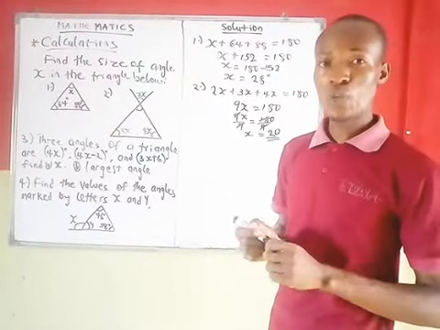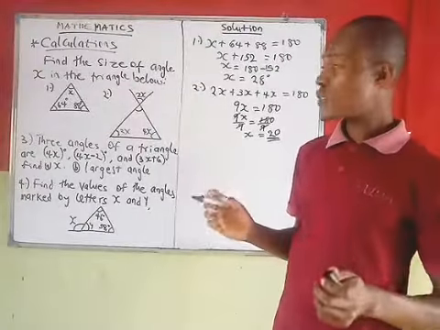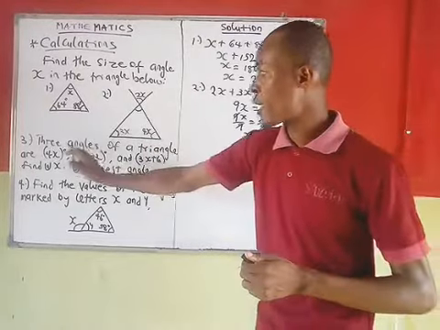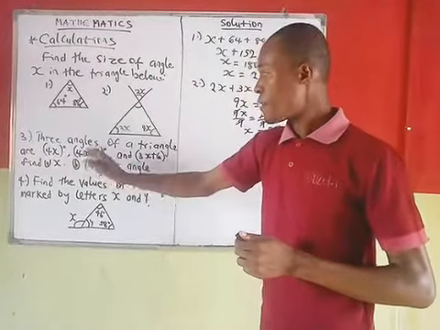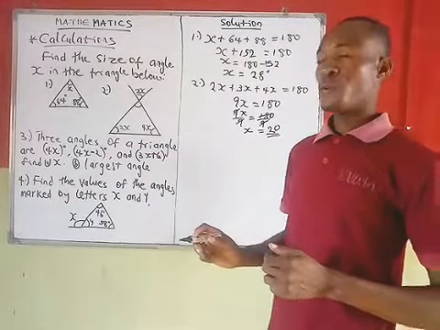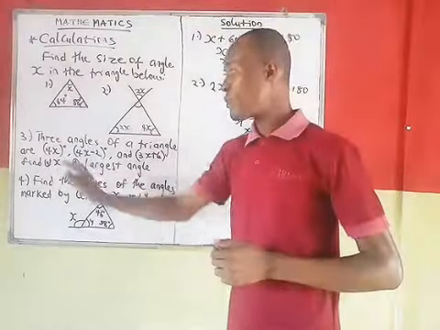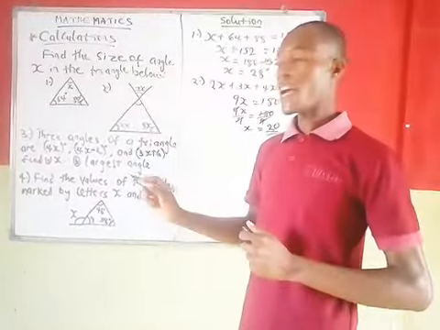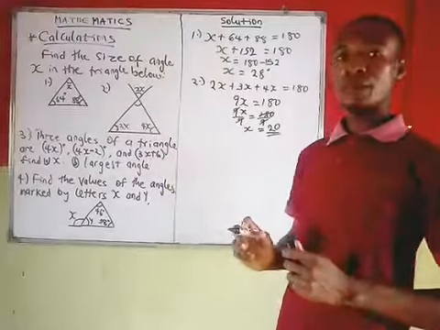Then we go to the third question. In the third question, we have three angles of a triangle: 4x degrees, 4x minus 2 degrees, and 3x plus 6 degrees. We are required to find the value of x, and then to find the largest angle.